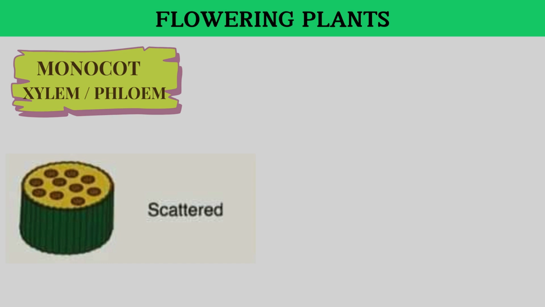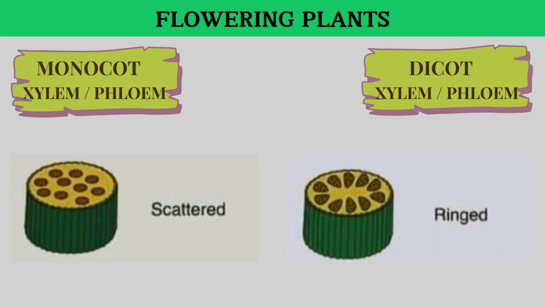Stems have a transport system called the vascular bundles, in the form of xylem and phloem. The transverse section of the stem of a monocot plant shows that their vascular bundles are scattered in it, but a dicot stem has xylem and phloem arranged in the form of a ring.